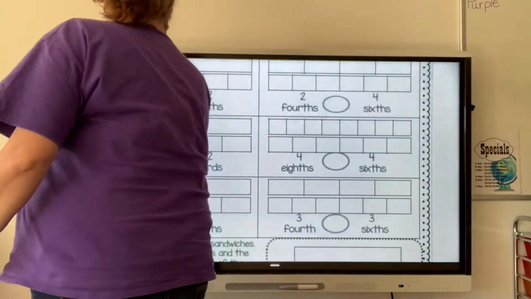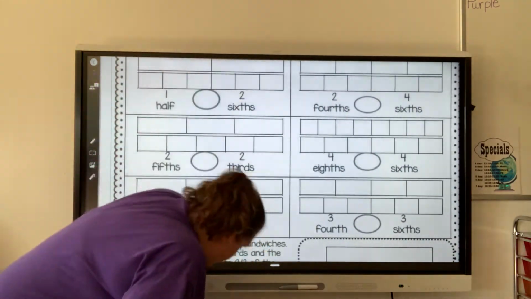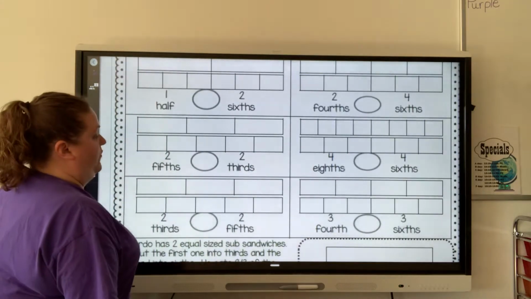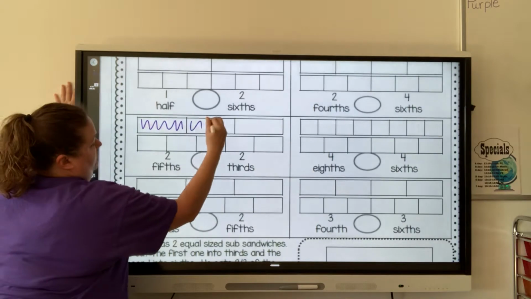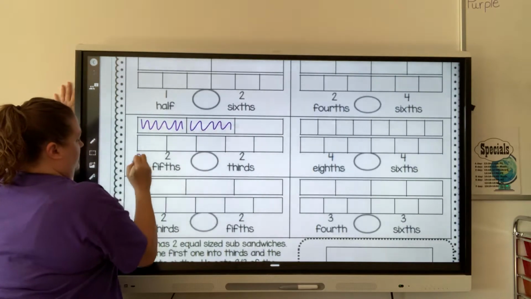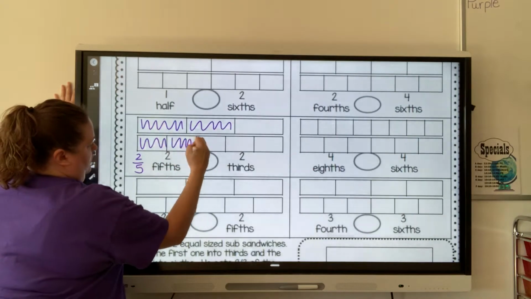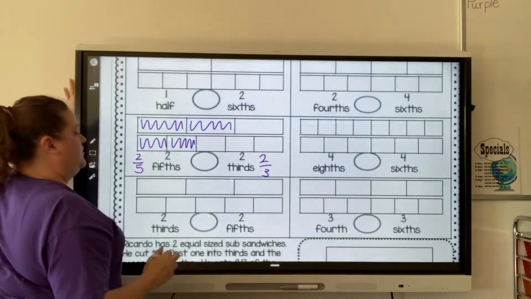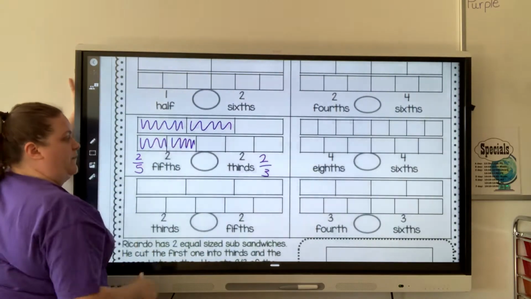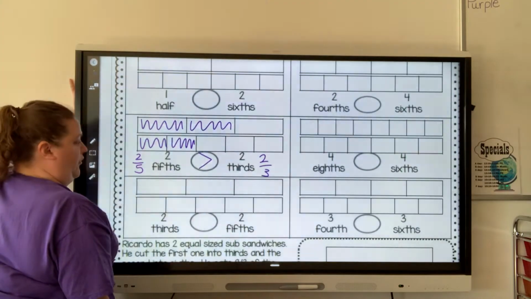All right, so now we're doing 2/5 and 2/3. So 2/5, 1, 2, 2/5. 2/3, 1, 2, 2/3. And this one, which one has more on the fraction bar? 2/5 is greater than 2/3.